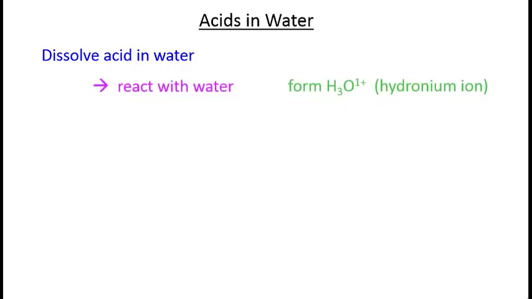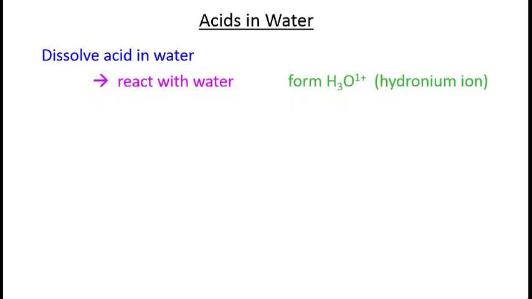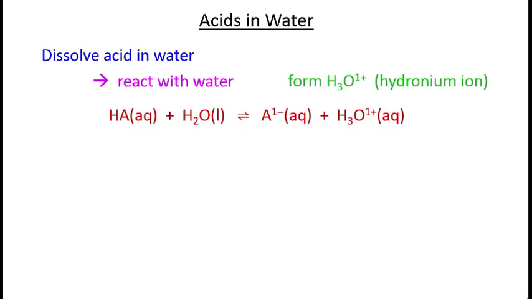Conceptually, this is a two-step process. First, we take a pure acid and dissolve it in water. Then, in a second step, it can react with the water it's dissolved in, and in doing so, will form the hydronium ion, H3O1+. We can write a balanced equation for this process.